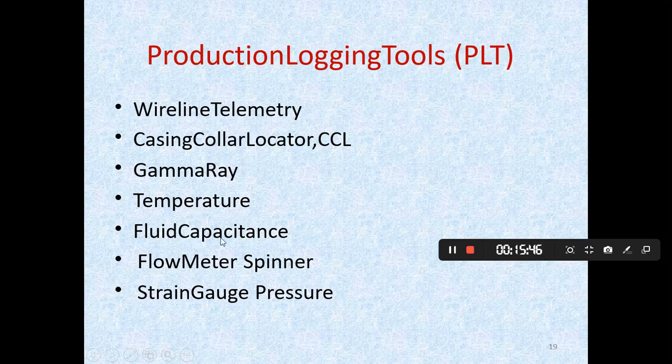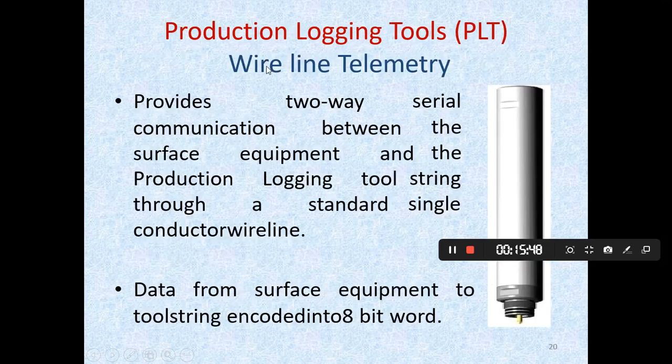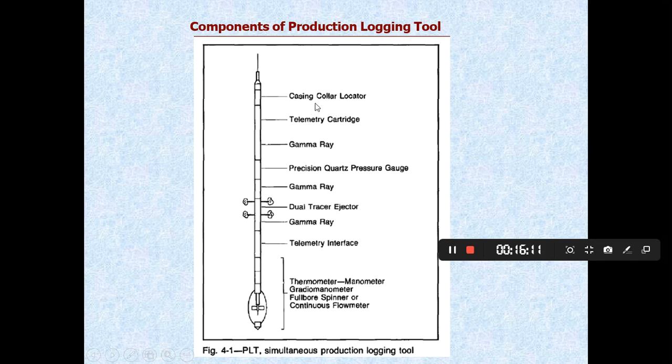These are the major components as we discussed. And first of all, let's look at the wireline telemetry. This is the equipment, a communication channel. The purpose is that whatever data is coming from the well log is processed here and sent to the surface using this tool, the wireline telemetry. So it's a two-way serial communication between the surface equipment and the PLT tool.